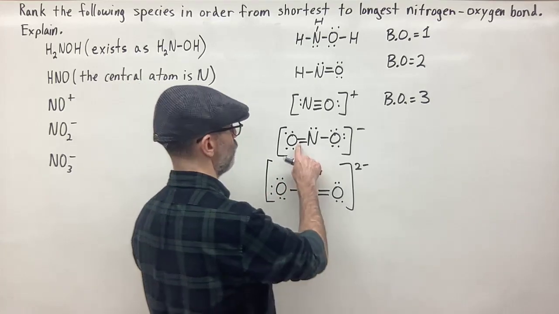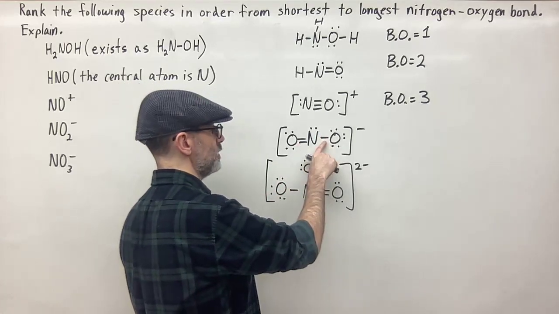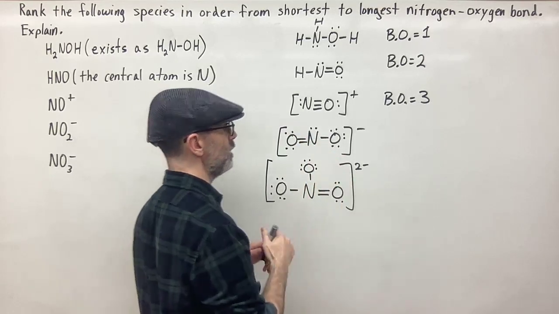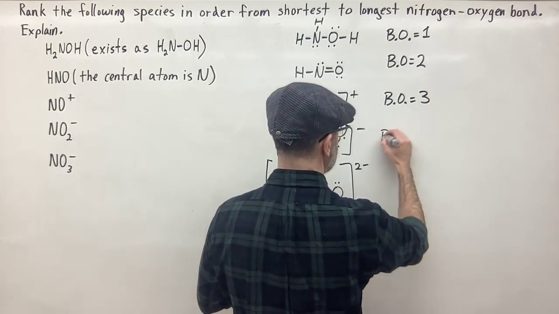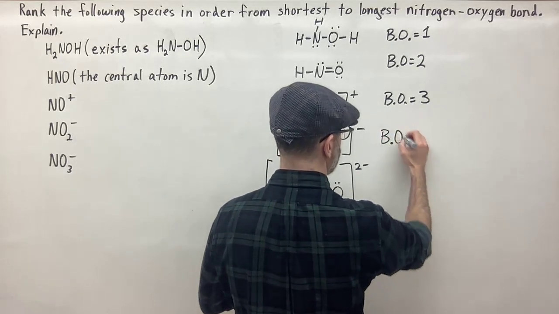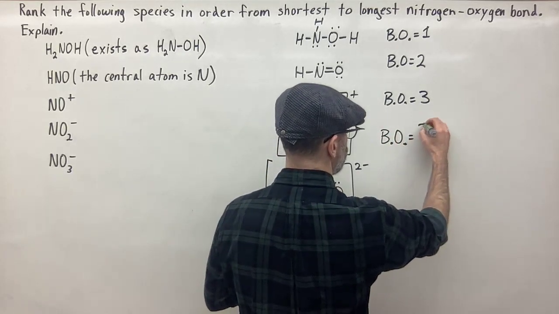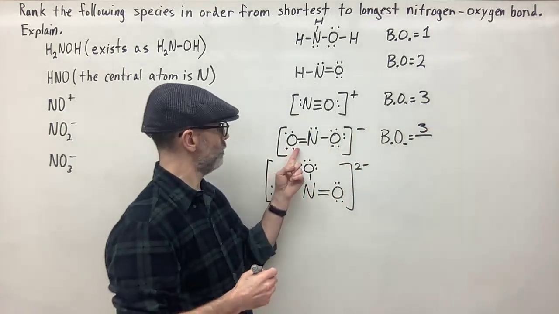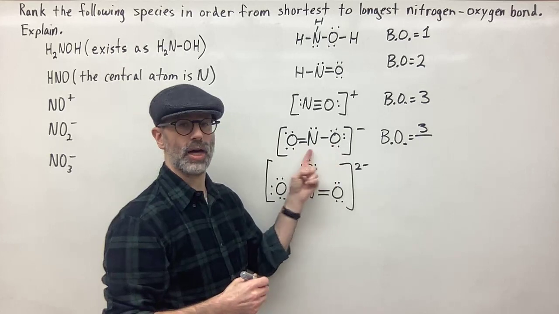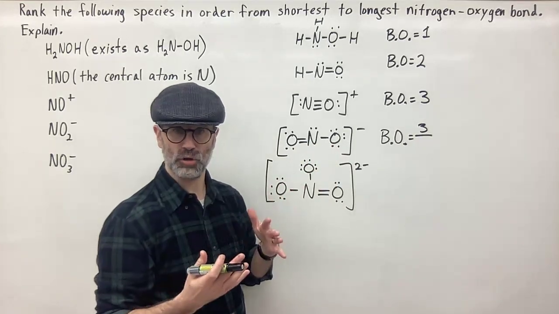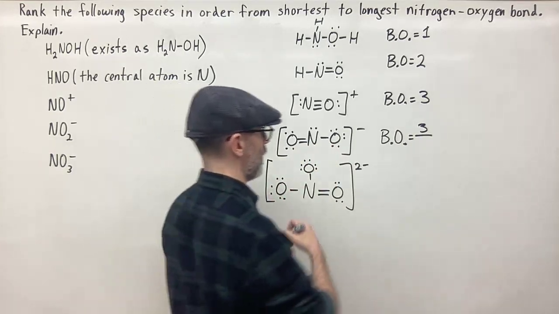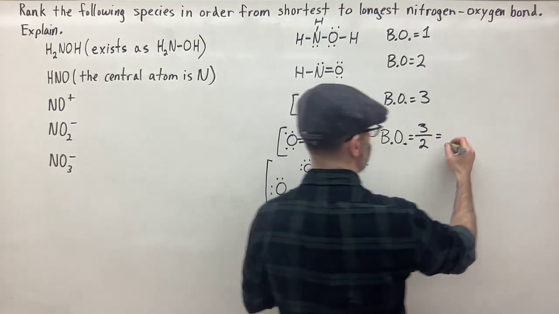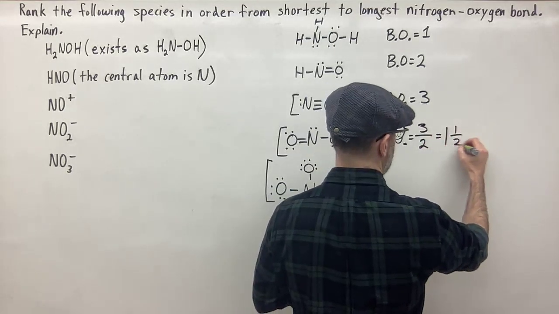So here I have 3 bonds. I have 1 single bond plus 2 bonds in the double bond. That's 3 bonds. So the bond order is going to be equal to 3 bonds over, and I have 2 oxygen atoms that are sharing those bonds. So I'm going to divide it by 2. And so therefore the bond order is going to be 1 1/2.